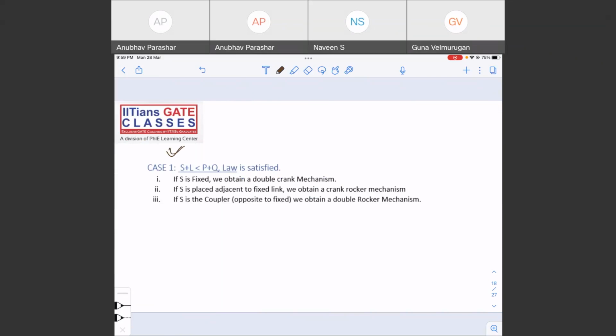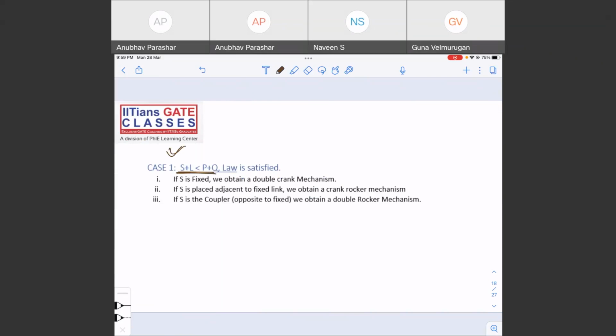Suppose Grashof's law is satisfied, and let me say smallest plus largest is smaller than P plus Q, right? So in what case are we going to get a double crank? In what case are we going to get a crank rocker? And in what case are we going to get a double rocker mechanism, right? That is what we want to see.